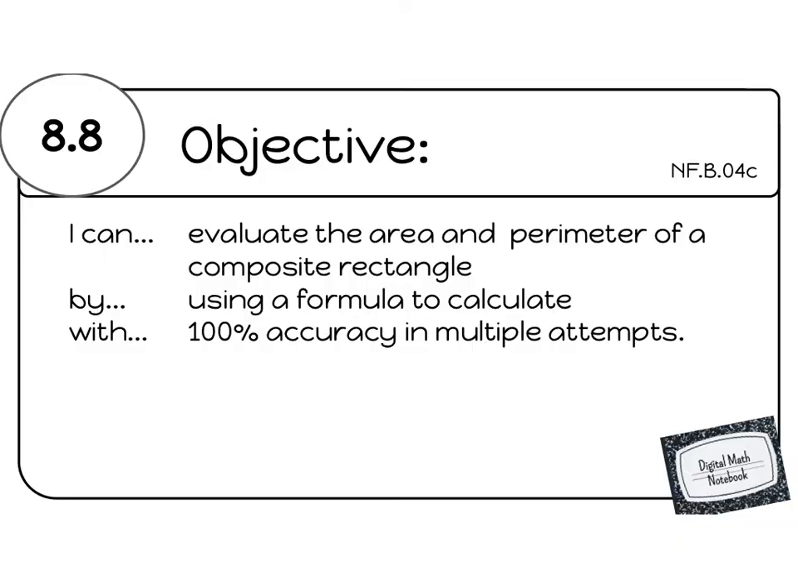Today's objective is: I can evaluate the area and perimeter of a composite rectangle by using a formula to calculate with 100% accuracy in multiple attempts. Please pause to write the I can and by statement in your digital math notebook now.